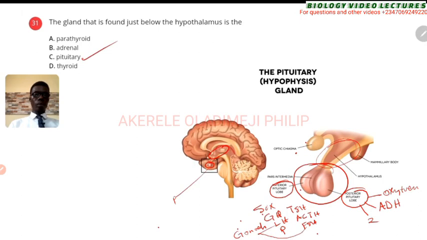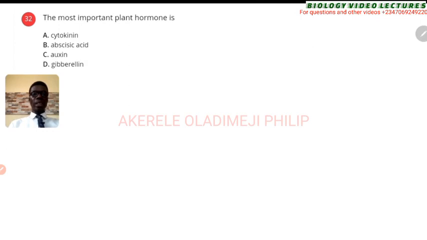The most important plant hormone is auxin. Why? That's what makes the plant grow. The gibberellin also plays some sort of role like that, but the major answer here is auxin, which helps the plant to grow.